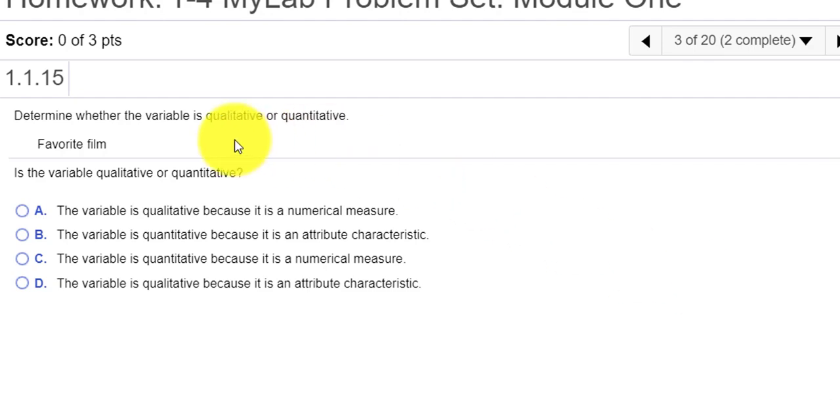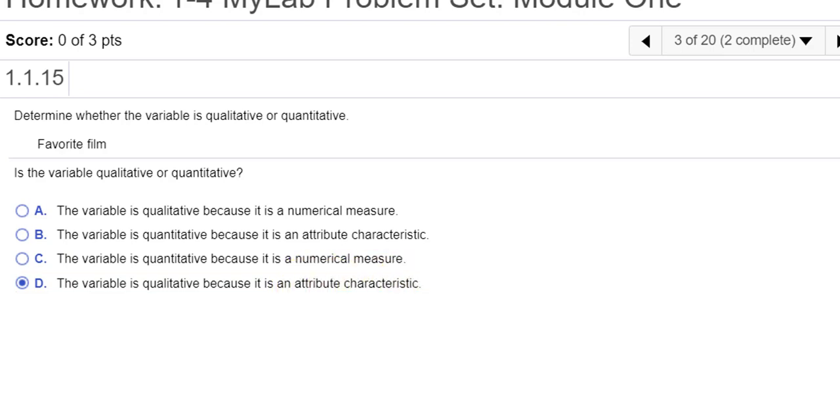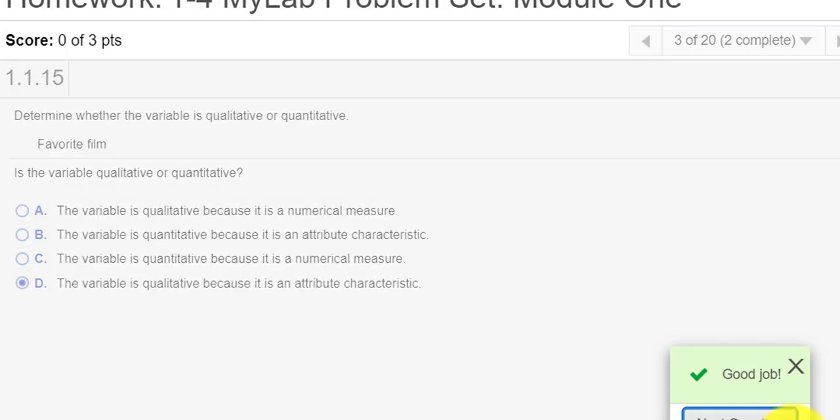Next, we're asked to determine if the variable is qualitative or quantitative. Remember, quantitative is something I can quantify with a number. How much did something cost? How far did somebody run? How fast is someone driving? Qualitative is more of a description. It says the variable is qualitative because it's a numerical measure. Well, favorite film is not a numerical measure. But I could say the variable is qualitative because it is an attribute characteristic, right? So let's check our answer, and we get the good job.